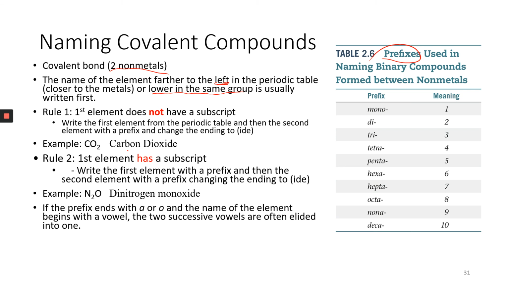So C is carbon. The second one, you use a prefix to tell me how many you have. So this is dioxide because there's 2 oxygens. If your first element has a subscript, you must use a prefix. So this is dinitrogen because there's 2 nitrogens. There's only 1 oxygen here. You have to tell me there's only 1 by saying mono. Now, if your prefix ends in an A or an O and your element starts with an A or an O, you don't want to have too many vowels next to each other. So notice here you don't have 2 O's for monoxide, okay?